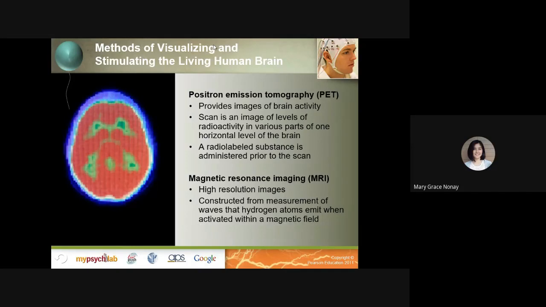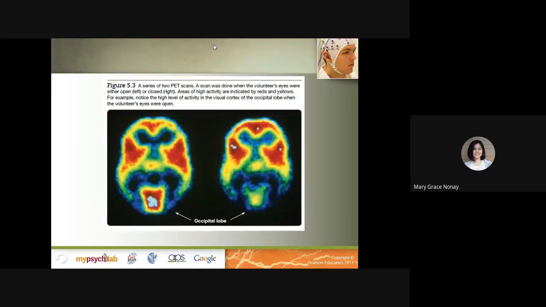So we have here an example of the PET scan. Ayan. So we have two PET scans there. So yung pinagawa nila sa volunteer is for him or her to either open or close their eyes. So as you can see there, the areas of high activity are indicated in reds and yellows. And as you can see there, kino-compare nila na when the participant's eyes were open, nagkaroon ng activity. Okay, so meaning yung occipital lobe, yung gumagana. Okay, so the visual cortex of the occipital lobe. Okay, so as you can see there, naka-arrow naman.